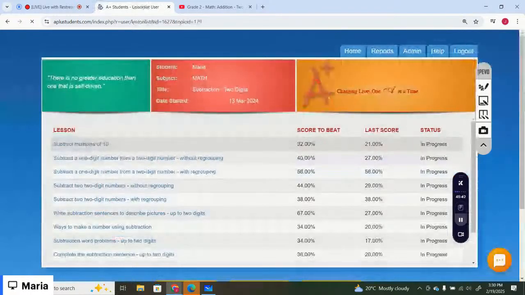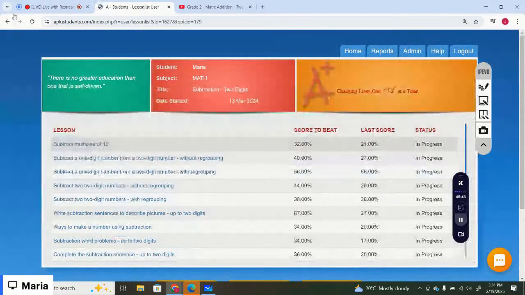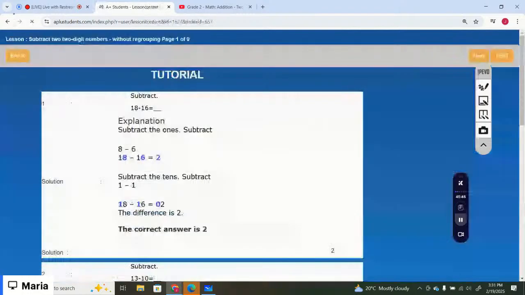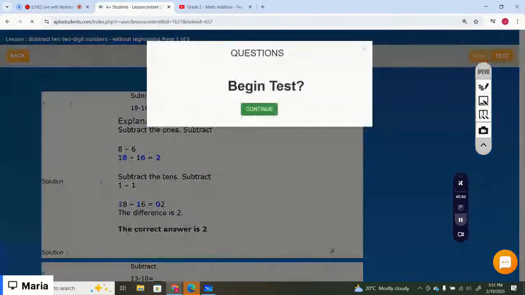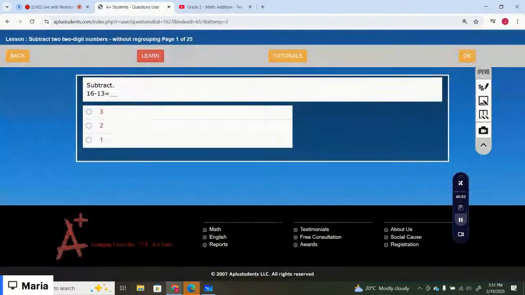The next lesson is subtract two two-digit numbers without regrouping. 16 take away 13. So start with 16 and count back 13. 16 take away 13 is 3. Option number 1 is the correct option.